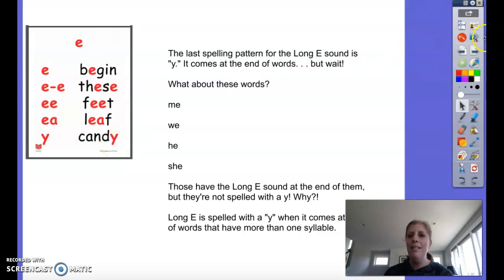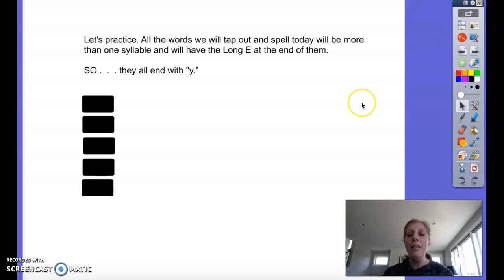All right. So now let's practice. All the words we tap out and spell today will be more than one syllable and they'll have the long E sound at the end. So they're all going to end with Y. Okay, you don't have to write it. I just want you to practice tapping them out and then spelling them. And then after we spell it, I'm going to remove these black rectangles and you'll be able to see if you had it right. Okay, so the first word is copy.